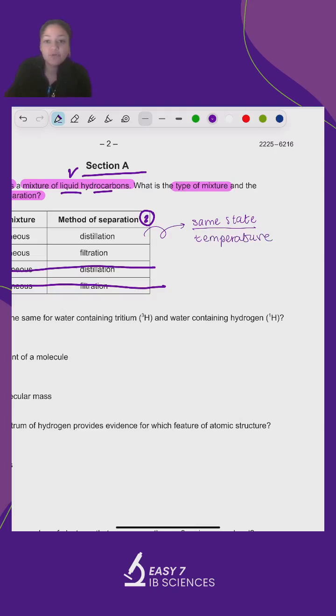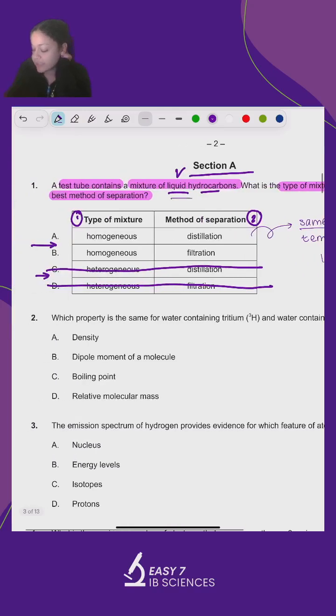So for example, you know that the boiling point of water is 100 degrees Celsius. You also know the boiling point of ethanol is like 50 degrees Celsius. You can use distillation to boil off the ethanol and separate it from the water because they have different boiling points. So that's distillation. And that's what you would use if you have two liquids.